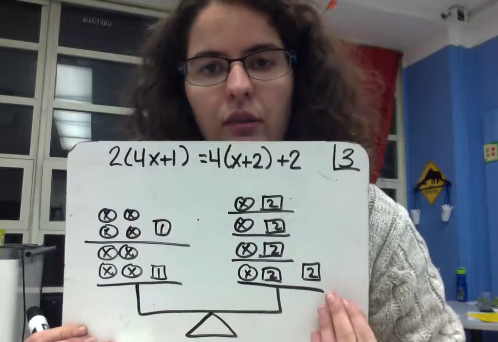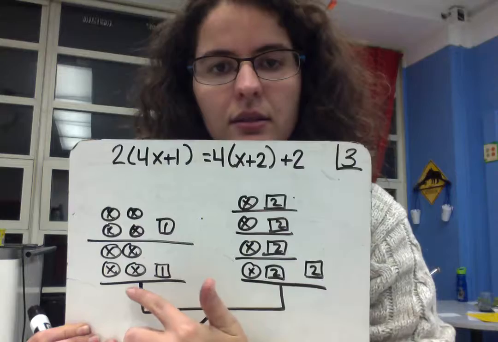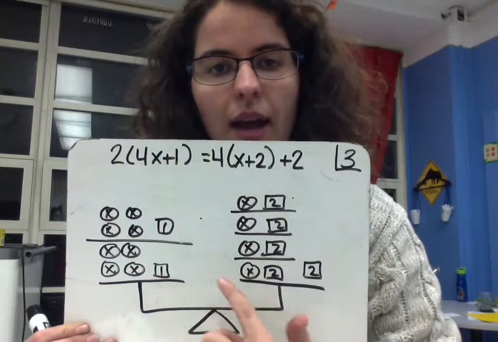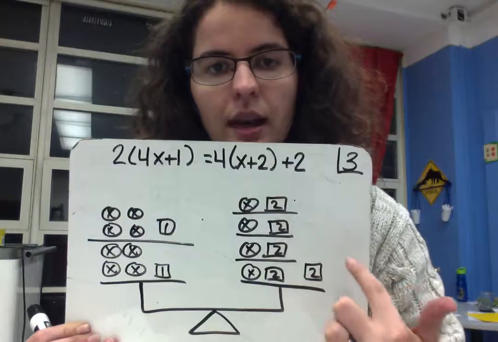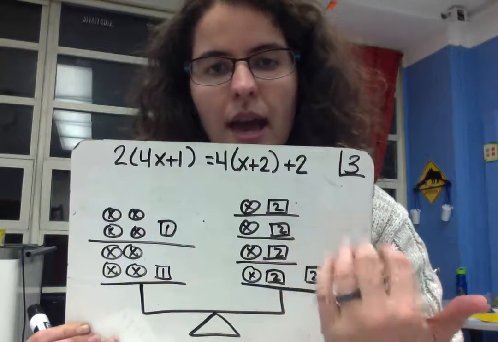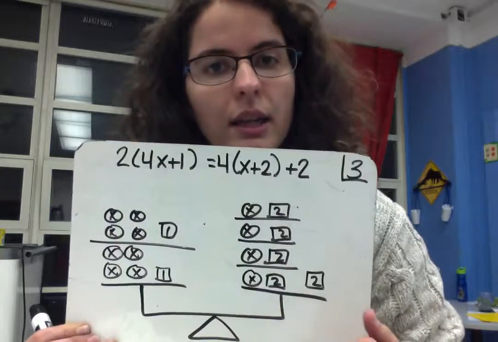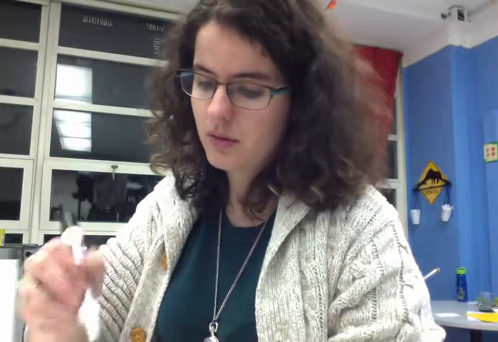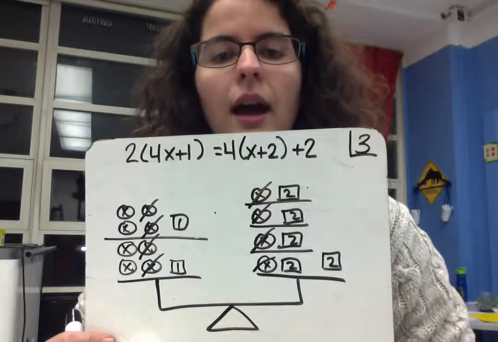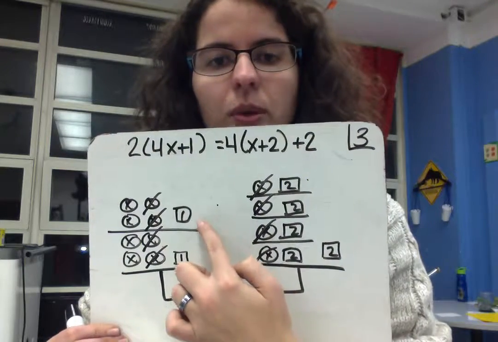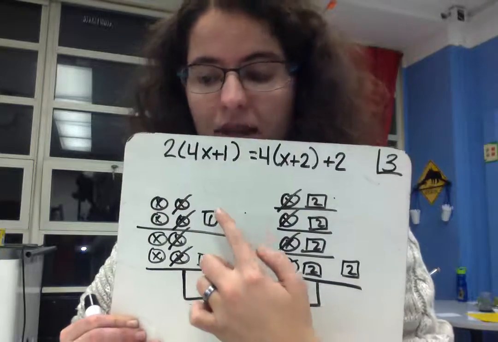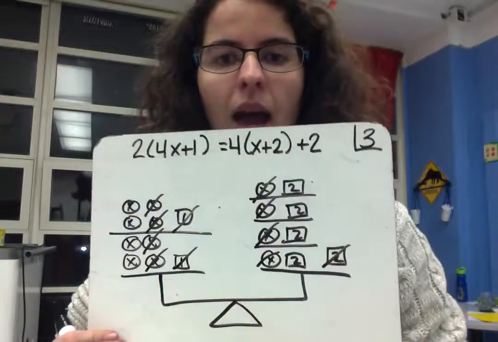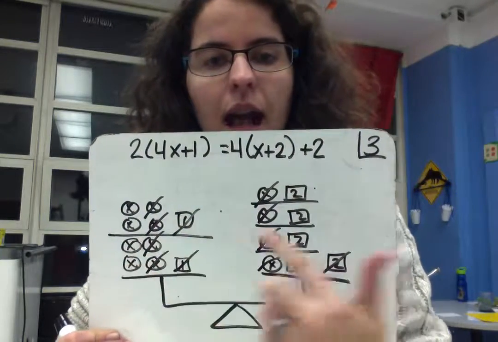Now I could combine everything that was alike. I have 8x plus 2, and I have 4x plus 10. And if I were to solve this, I would need to decide, okay, what can I take off of both sides? I can take 4 x's off of both sides. And then I could take 2 off of both sides. Can't take any more off of both sides because I only have 2 here. And that's going to leave me with 4 x's and 8 pennies.